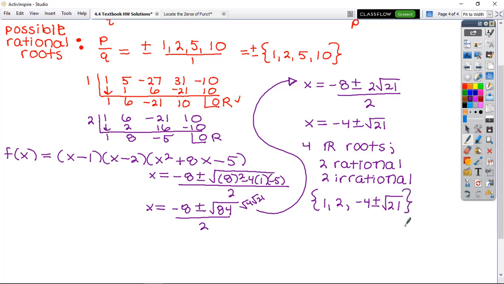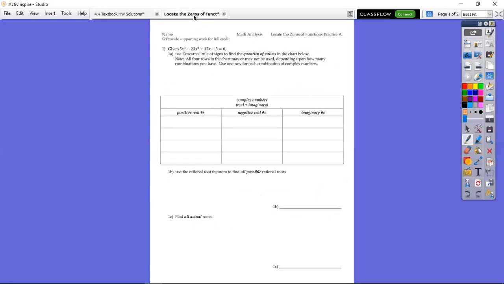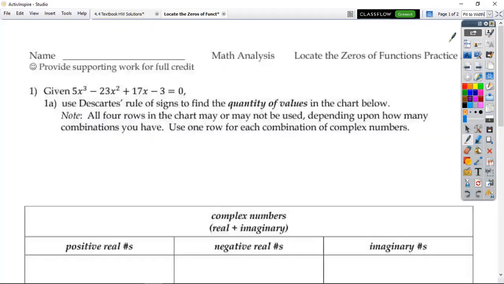Pretty good? Okay, so let's change gears to your sheet. And I'm aware that these are probably stapled out of order. Can you please locate the sheet that says functions practice A? It looks like this. Because A and B are almost identical. So we're going to do A first and B will become your homework.